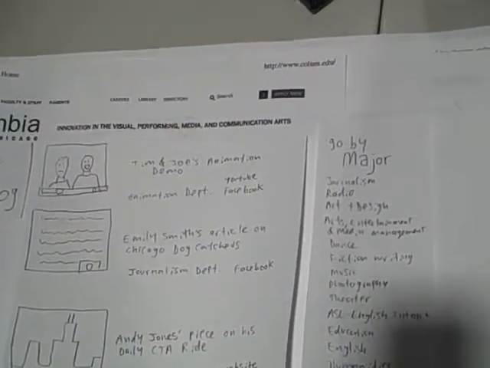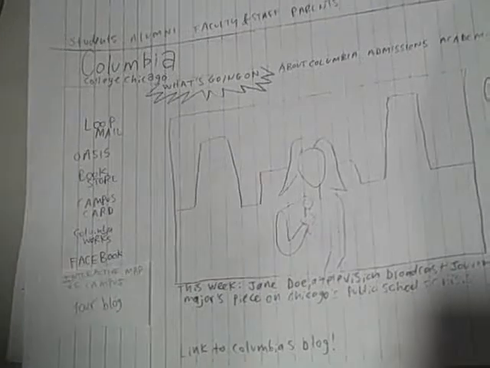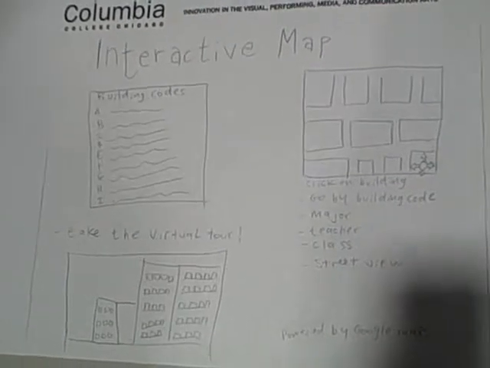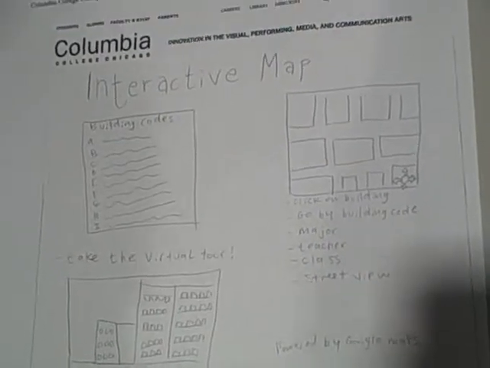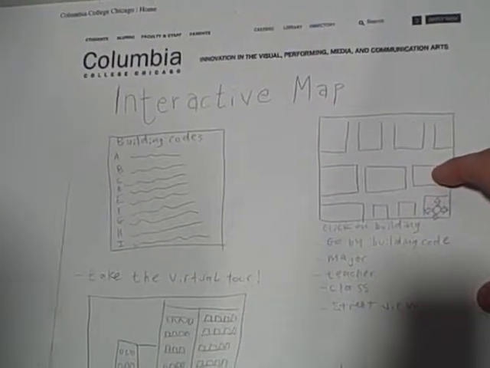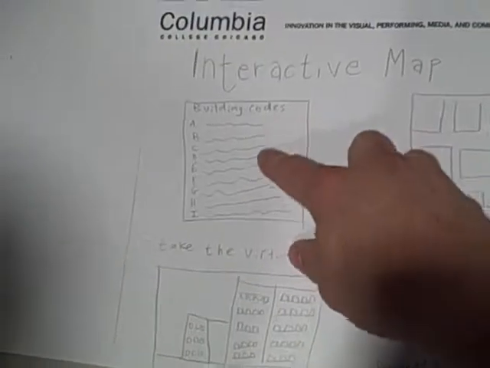So then the last idea I had, which we'll start back at the home page here, is the interactive map. Click, and so here we have the interactive map, which is similar to a Google Maps thing, where here's an aerial view of the campus. A lot of students I talked to were saying that when they get the building codes, they don't know where those are. So here would be a listing of the building codes.